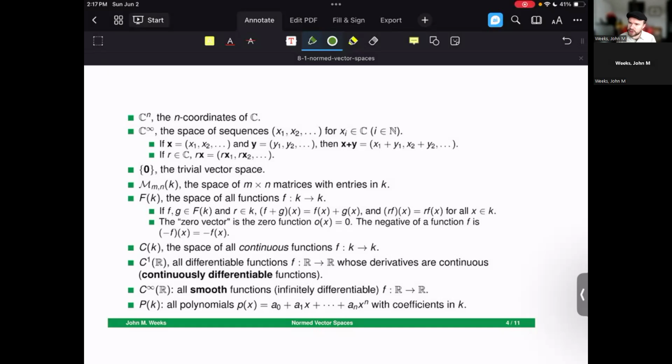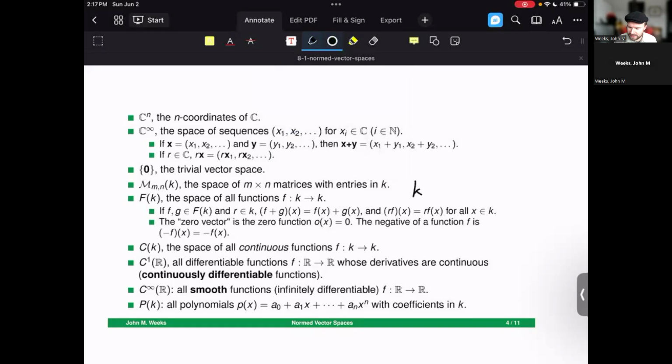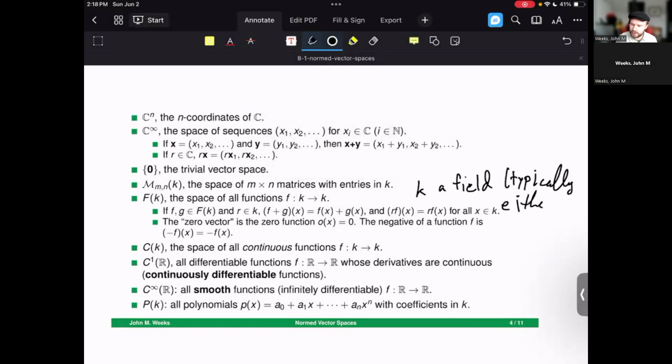We also get a trivial vector space, which is just the vector 0. We also have the space of n by n matrices. This is itself a vector space, and you can imagine what lines look like here in this space. It's very difficult to think about how many lines there are in spaces of all functions, like f of k. Here, k is going to be a field. Whenever I write k like this, it is going to be a field. Typically, the fields that we're looking at are going to be either the real numbers or the complex numbers.